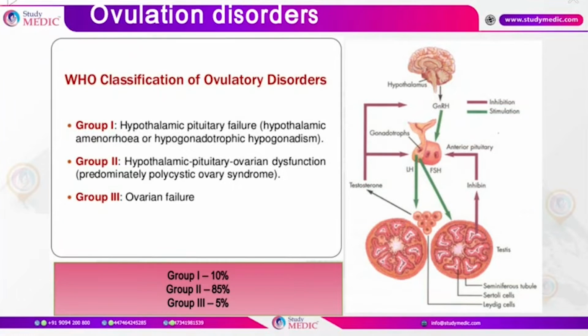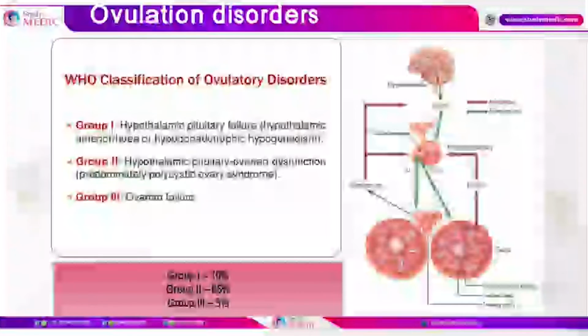Talking about ovulatory disorder, as per the WHO, ovulatory disorders are grouped into group 1, 2 and 3. Group 1 is about hypothalamic pituitary failure, group 2 is about hypothalamo-pituitary ovarian dysfunction, and group 3 is about ovarian failure. So group 1 deals with the central nervous system, group 2 deals with your ovaries and the hypothalamo-pituitary axis, and group 3 deals with the target organ, that is the ovaries.